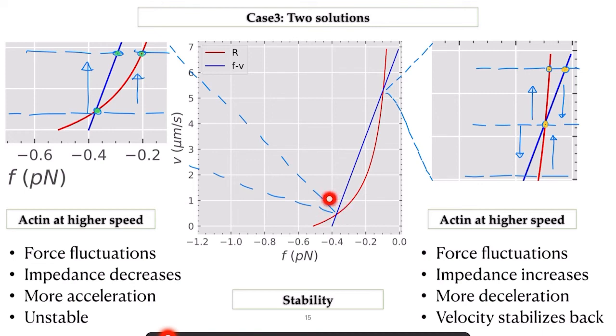At this low speed, if the actin speed goes up, the impedance decreases, causing the actin speed to increase more and more and does not go back to the initial speed. This solution is unstable.